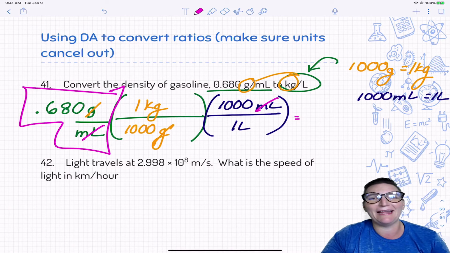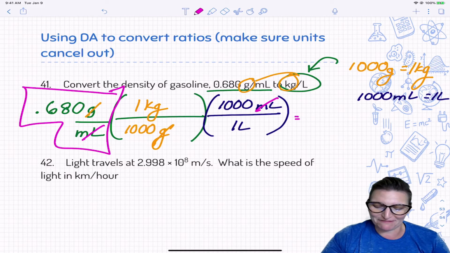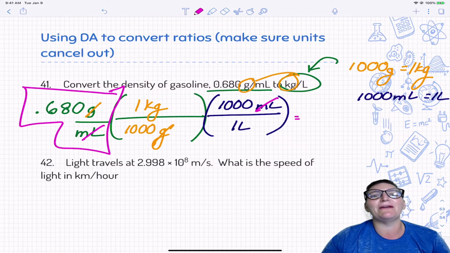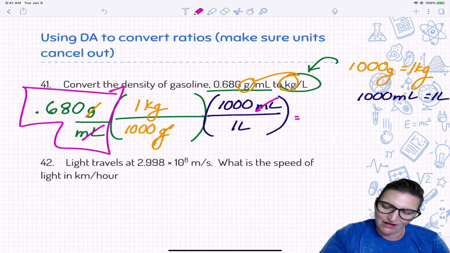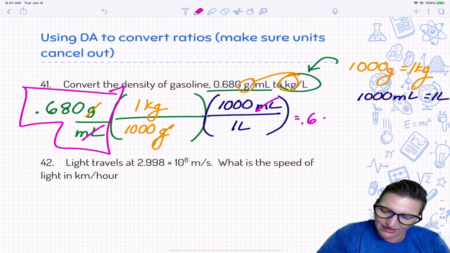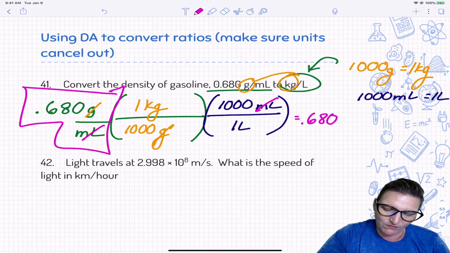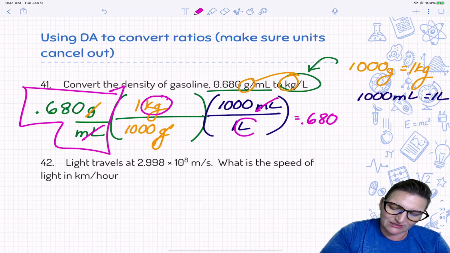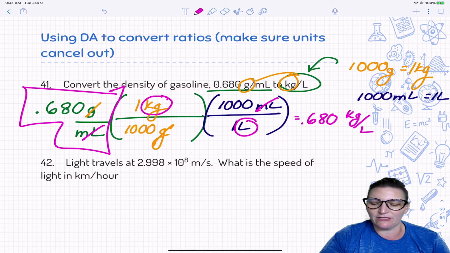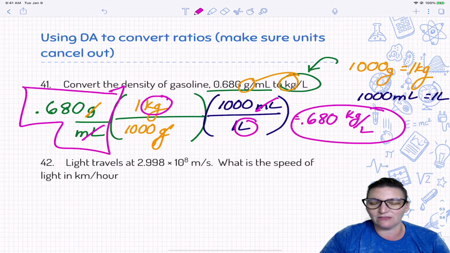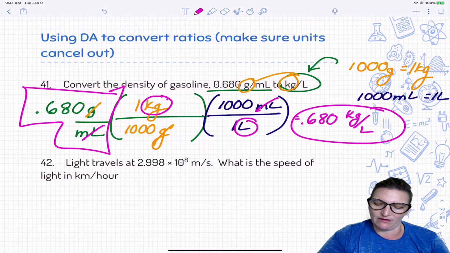Now this is something that is very interesting. It only works every once in a while, where I would take that 0.680, first divide by 1,000, then multiply by 1,000. You don't even need a calculator. The answer is just going to wind up being the exact same thing, 0.680. What units haven't canceled out? Well, a kilogram in the numerator and a liter in the denominator. And that's what my answer needed to be. Right? When I circled the do, that's what it said.